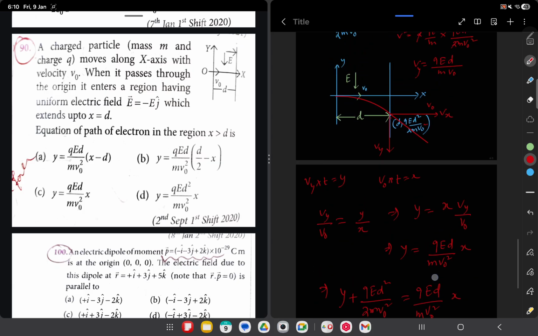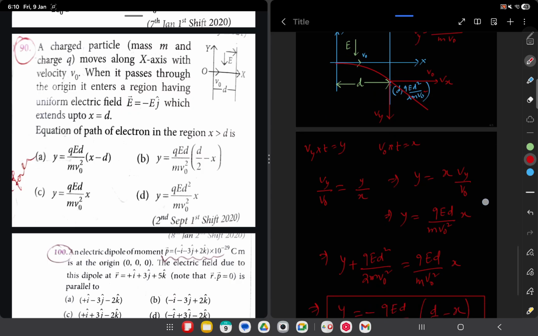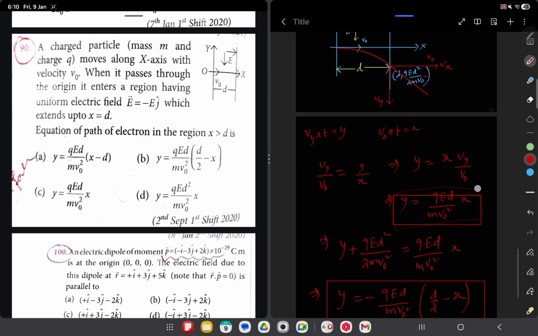So first you need to write the answer with respect to this one, then you need to shift the origin to this one, and you will be getting this as the answer. Now for this Y, I have assumed Y from this zone. So if you need to assume from the actual origin, then this Y will be what? This will be D, and this QD by 2 mv naught square may be treated as Y naught, and this is Y.